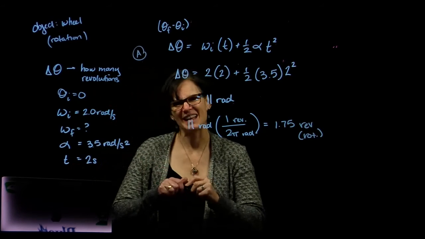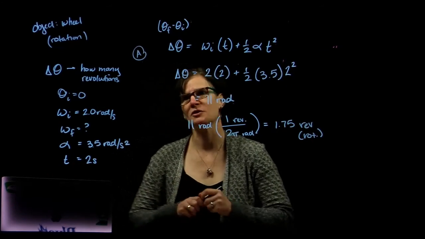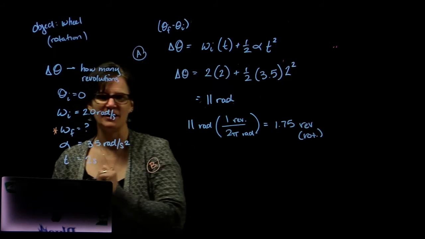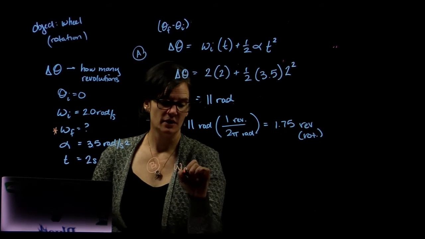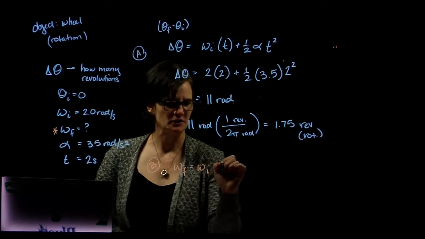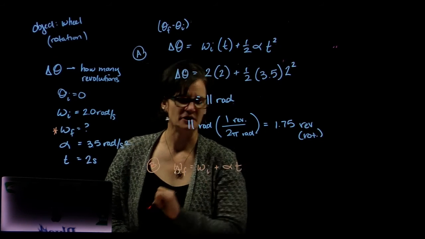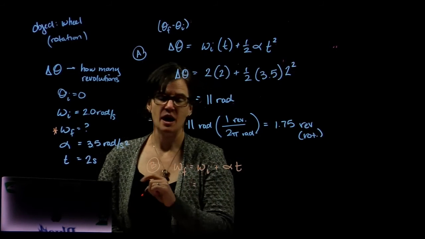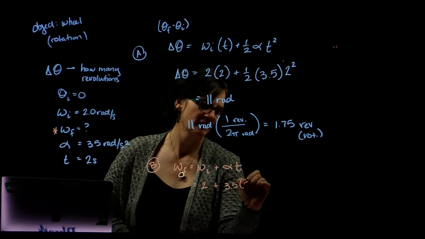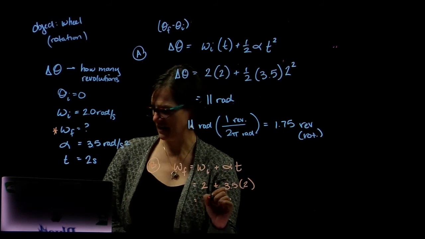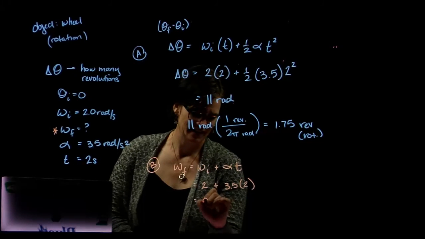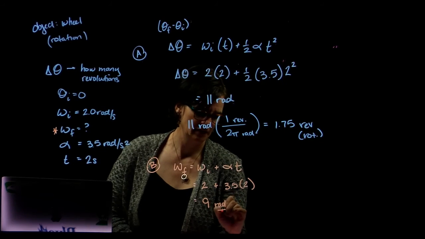Part B asks us how fast is it going after those 2 seconds. So we look again to our kinematics. We're now interested in this value. And we know that the final angular speed is equal to the initial angular speed plus the angular acceleration times time. So our initial angular speed was 2. Our acceleration is 3.5 times that 2 seconds. And we find that our final, 3.5 times 2 is 7, plus 2 is 9 radians per second.